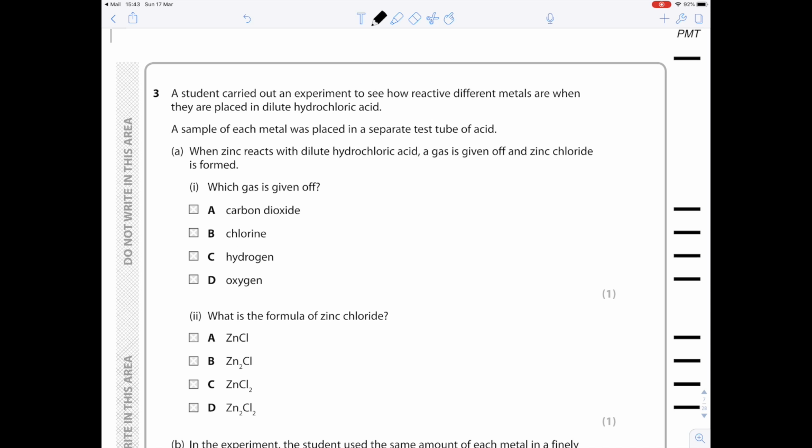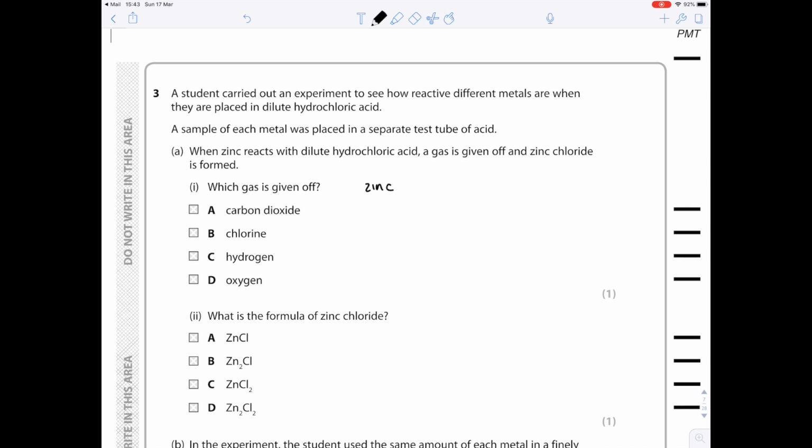3. A student carried out an experiment to see how reactive different metals are when they are placed in dilute hydrochloric acid. A sample of each metal was placed in a separate test tube of acid. A. When zinc reacts with dilute hydrochloric acid, a gas is given off and zinc chloride is formed. Which gas is given off?